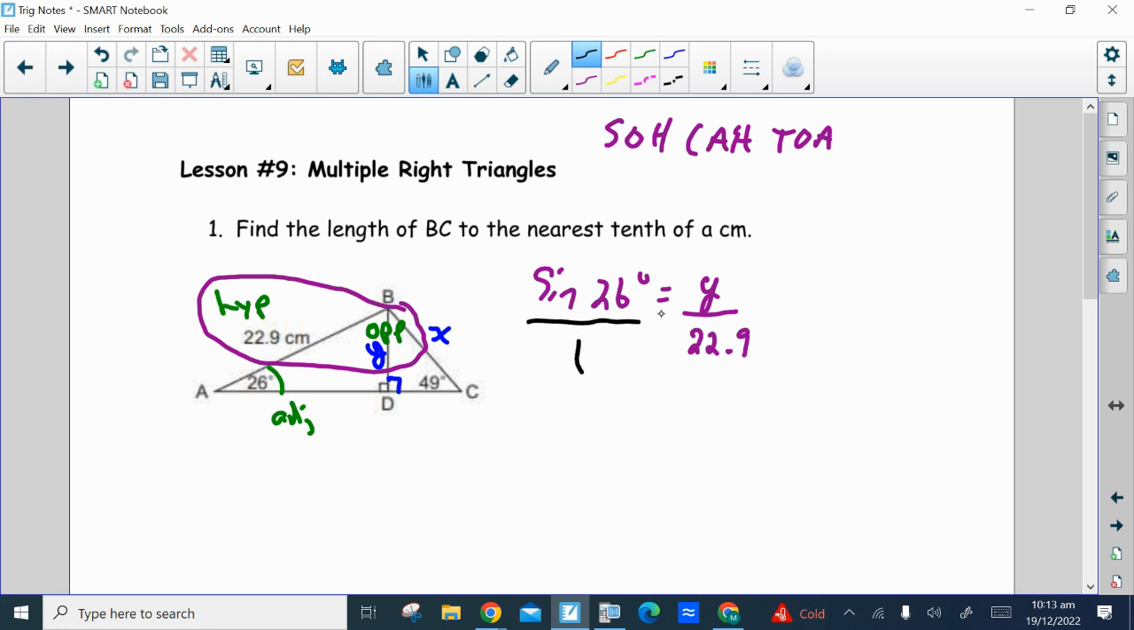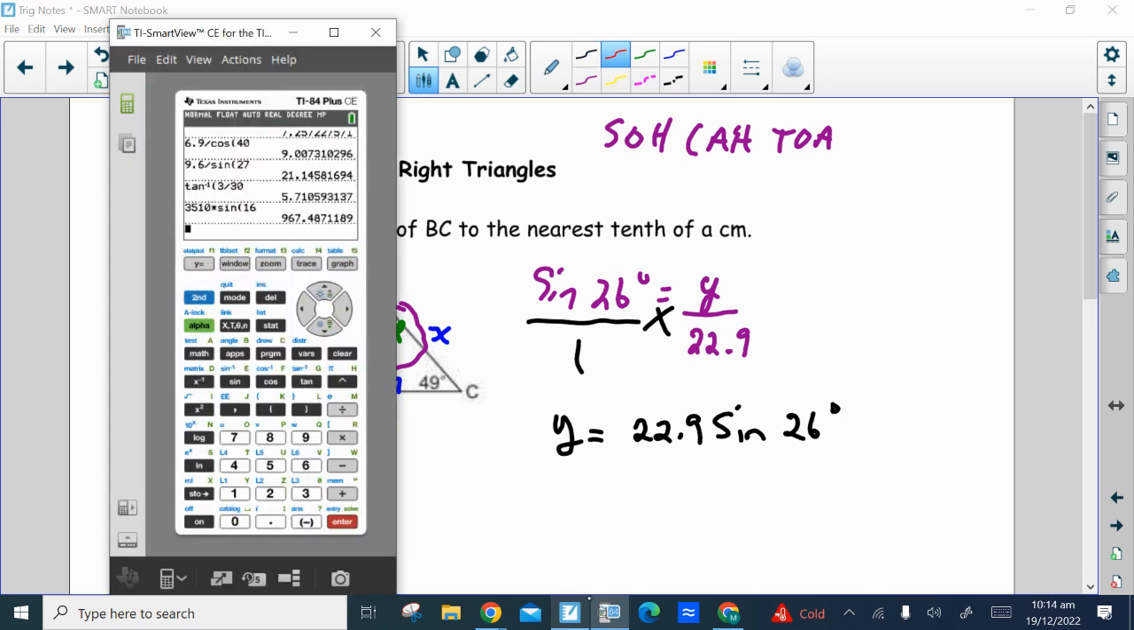Then we make both sides a fraction, so we can cross multiply. 1 times Y equals 22.9 times the sine of 26 degrees. So we go to our calculator. It's in degree mode. 22.9 times sine of 26. And if we round to the nearest tenth of a centimeter, that would be 10.0.